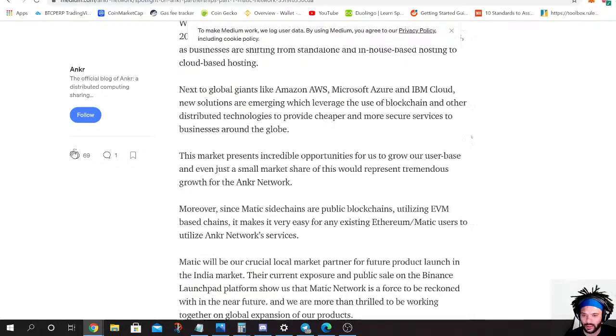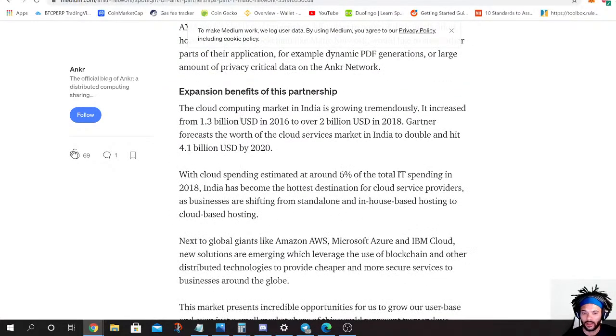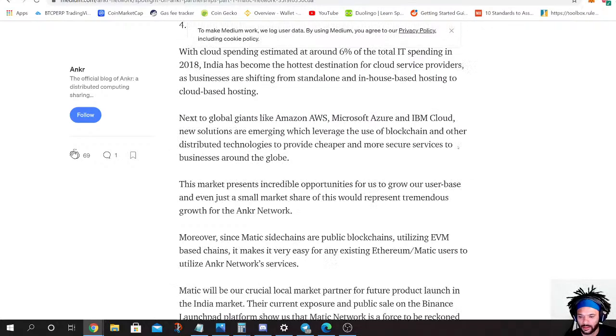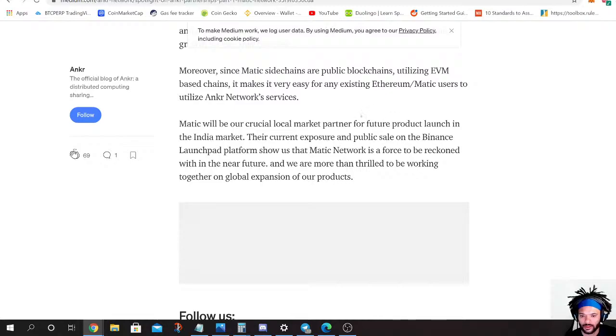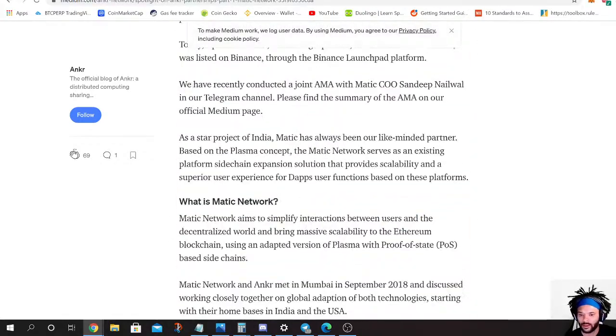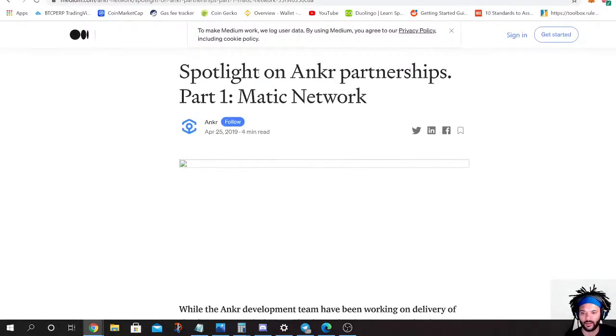And then this article just keeps on telling you how. Let me see here. The cloud computing market in India is growing tremendously. It increased from 1.3 billion USD in 2016 to over 2 billion USD in 2018. Gartner forecasts the worth of the cloud market in India to double and hit 4.1 billion by 2020. So we'd have to look it up and see if it did hit that. So that's just a quick article in regards to a partnership of ANKR and Matic. And again, because Matic is taking off right now, I thought that was important to show.